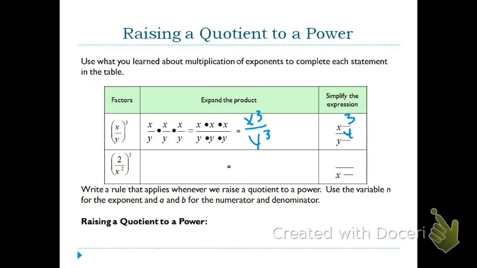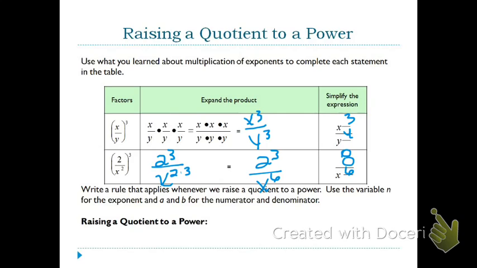And our second example is the same thing as 2 to the third over x to the 2 times 3. So what does that equal? 2 to the third over x to the sixth. 2 to the third equals 8, over x to the sixth.